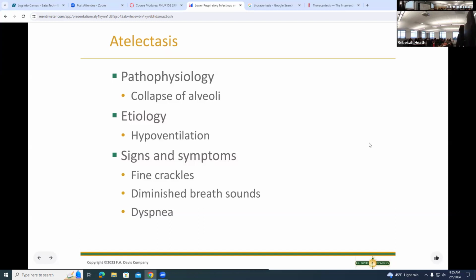Atelectasis. So that's where you have your alveoli. So your bronchial trees come down and spread out and you have your little alveoli where the gas exchange happens. That's where those little alveoli kind of collapse or partially collapse. So a lot of times it can be hypoventilation. What are some scenarios where people might have hypoventilation, which is they're not breathing as well or expanding like they should?